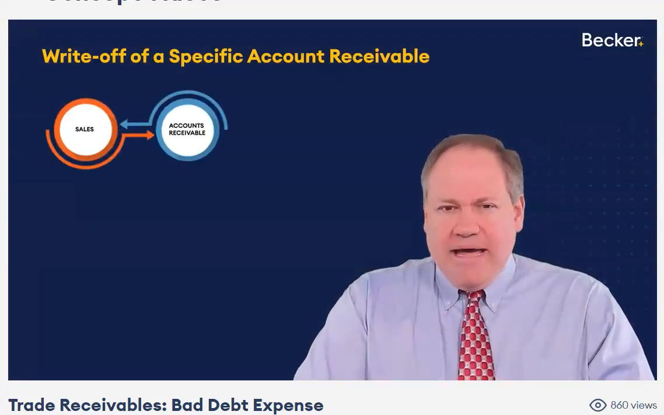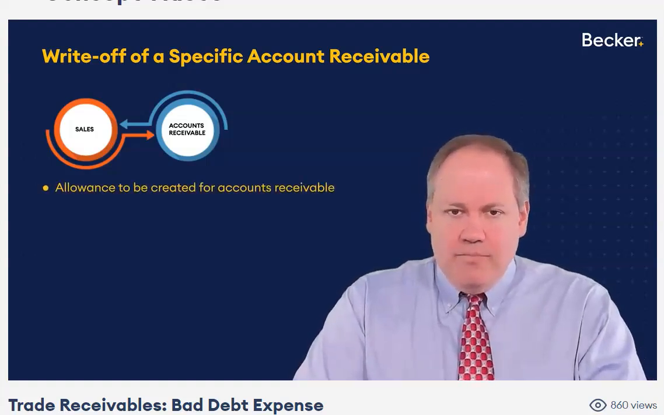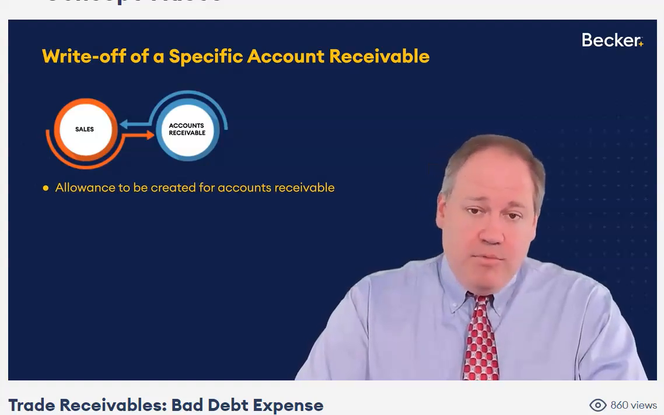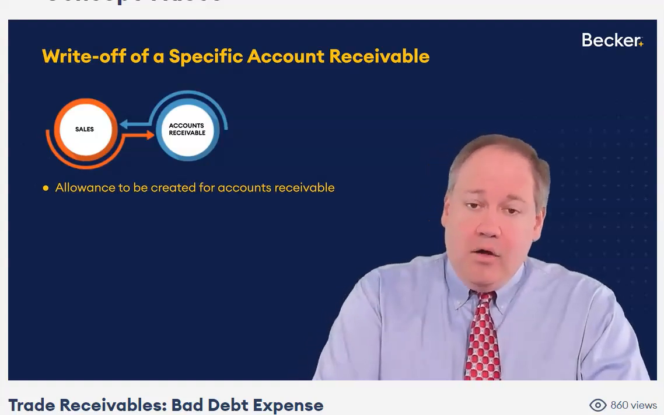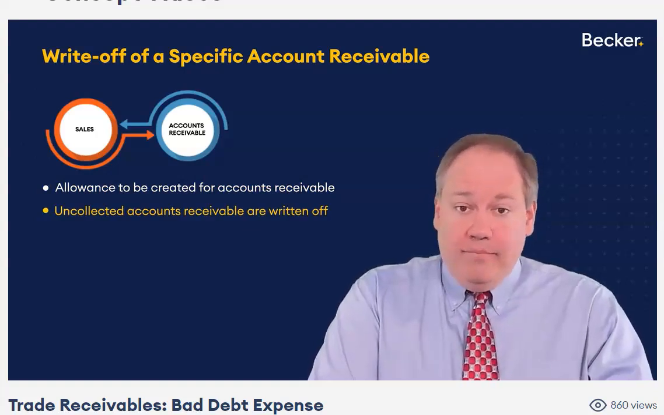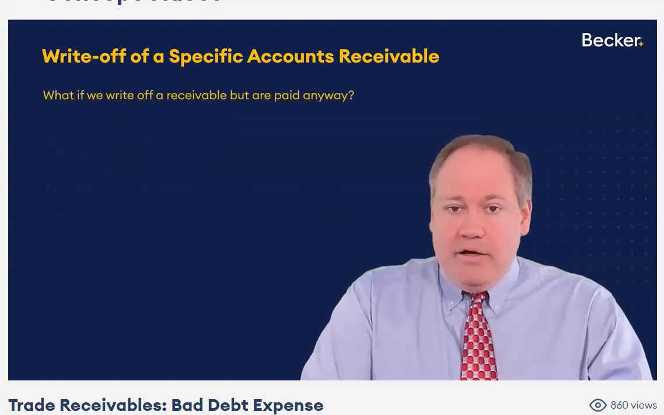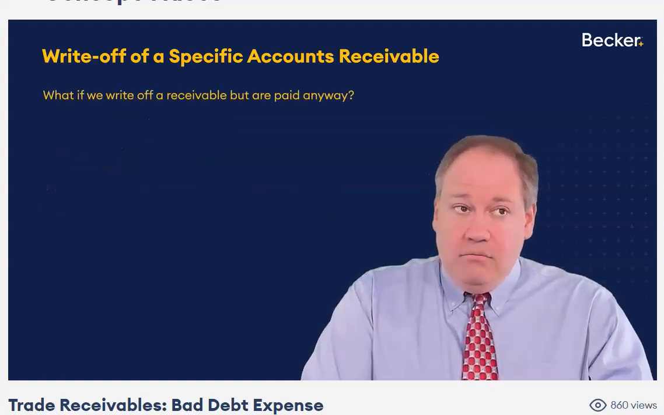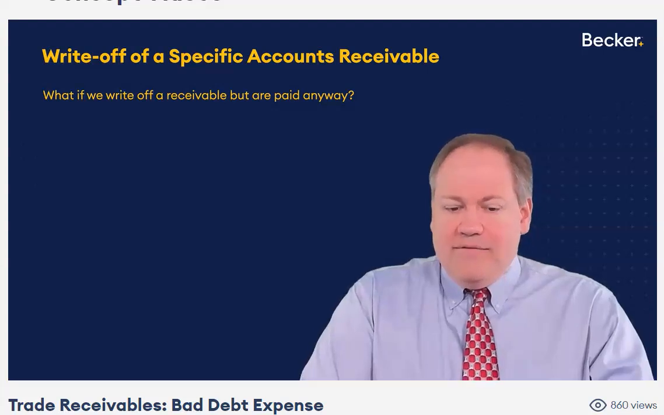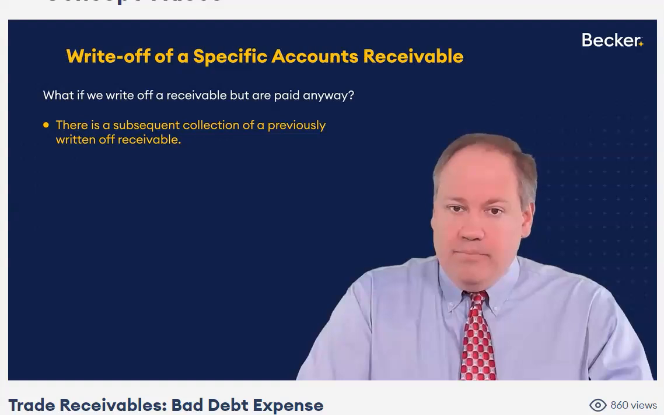All right, so let's play back the timeline. There are sales that create receivables. When that happens, we're also going to make an allowance for some of those receivables to not be collected. And ultimately, we're going to identify a specific receivable where we're going to write it off. But there's one more possibility. What if we write it off and then they pay us anyway? So we have a subsequent collection of a previously written off receivable.